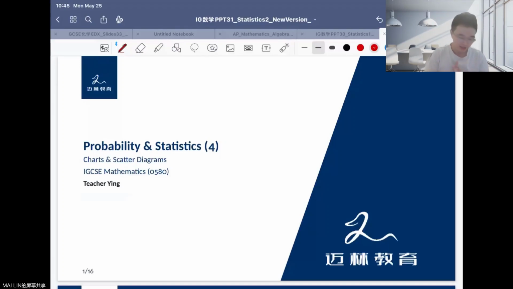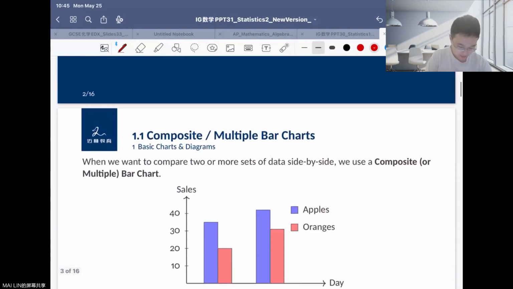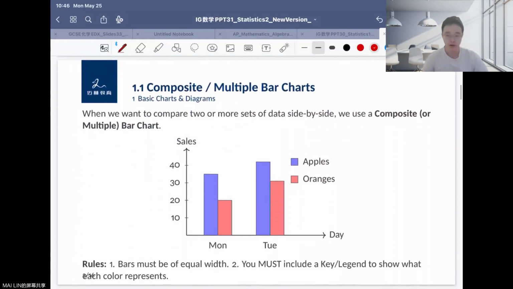Okay, hello guys. Today we're talking about probability and statistics 4, okay? So let's move to the first part about basic charts and diagrams. First, let's move into composite and multiple bar charts.